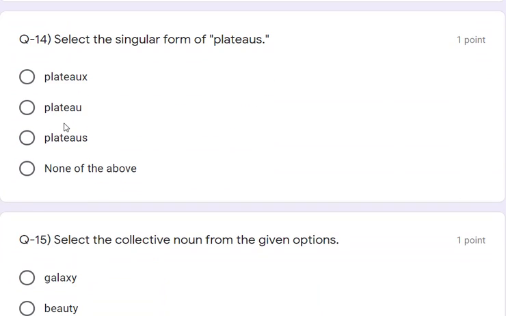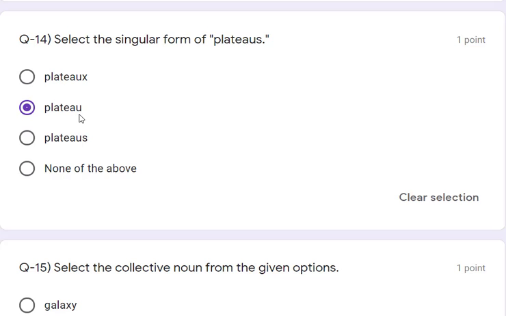Question number 14, select the singular form of the plat was. So what is the correct plural form of plat was? Sorry, singular form we need to write. So plat was and plat was, option 1 and 3, both are same plural form. So the answer is 2, plat was.